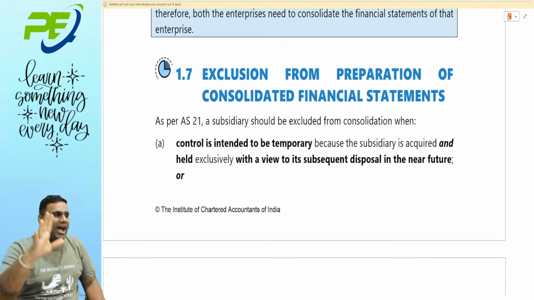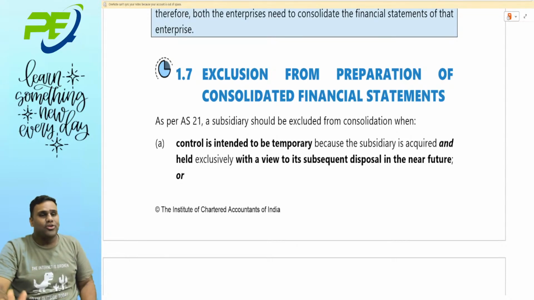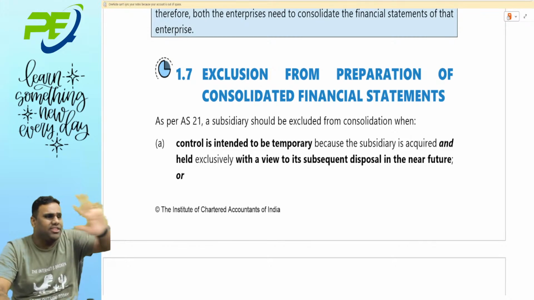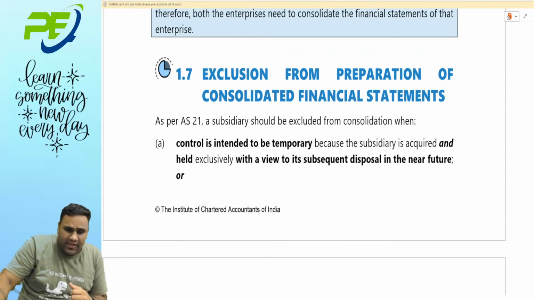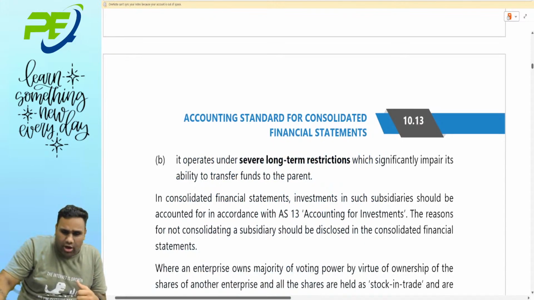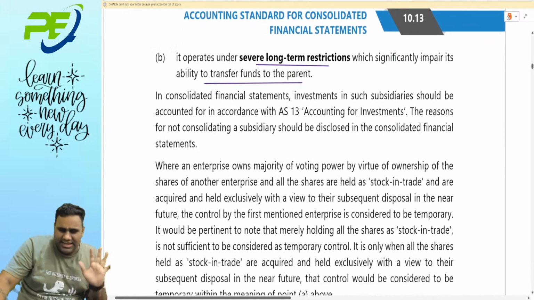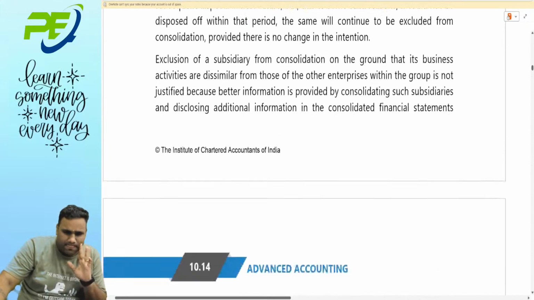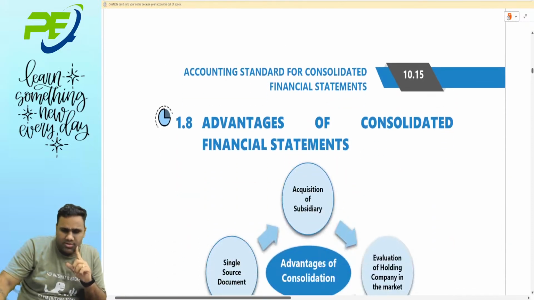Very good. So now Darshan is holding 80% shares in Navya. So now is Darshan required to prepare consolidation? The answer is no, because he is holding the shares temporarily. So where the control is intended to be temporary, consolidation is not required. And next, it operates under long-term severe restriction, which significantly impairs its ability to transfer the funds to parent. Now, this much detail is not needed. First point, it's enough. All this not required.